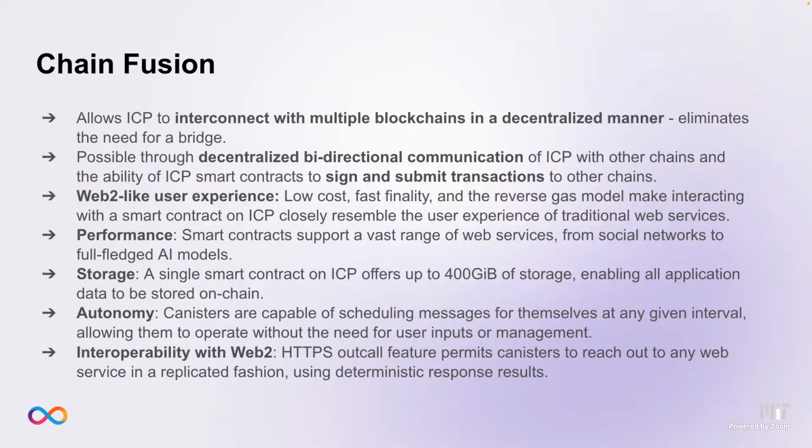So going back to that term chain fusion that I mentioned in the beginning. Chain fusion is ICP's fancy way of saying we are able to interconnect with multiple blockchains in a decentralized manner, eliminating the need for any third party like a bridge or an oracle. This is made possible through ICP's decentralized bidirectional communication with ICP and other chains, allowing smart contracts deployed on ICP to sign and submit transactions directly on other chains. It gives a Web 2-like user experience. It's highly performant. Everything is able to be stored on chain, and it has interoperability and autonomy as well.